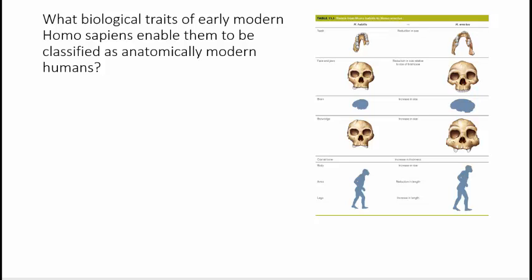Finally, the body morphology is more similar to modern humans. Rather than being cold-adapted like Neanderthals, early modern humans show a morphology that is heat-adapted. The trunk is small and the limbs much longer.